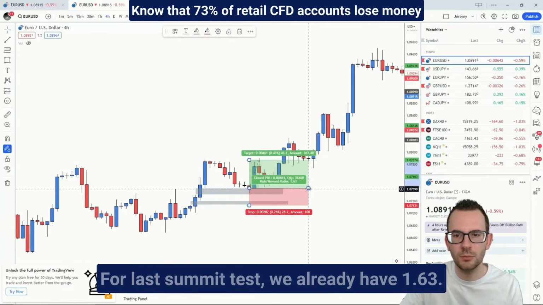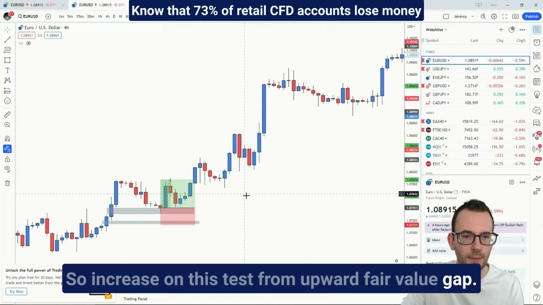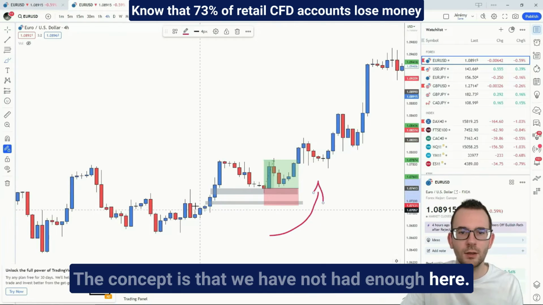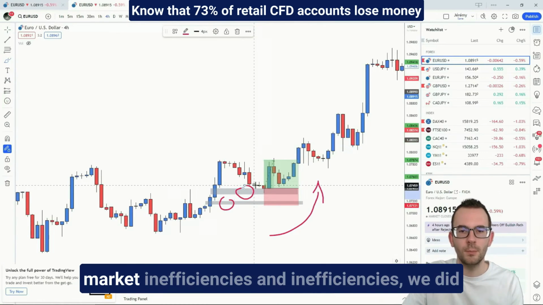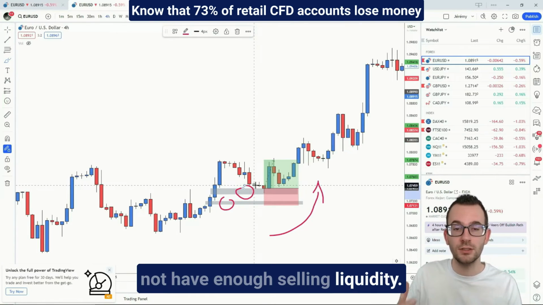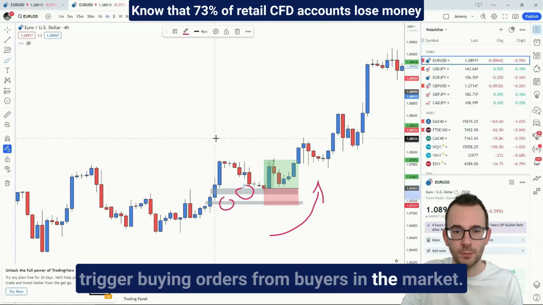For the last test, we already have 1.63, an increase on this test from the upward fair value gap. So there, I remind you of the concept. The concept is that we have not had enough here. So in these spaces, of course, there are market inefficiencies. We did not have enough selling liquidity. As a result, the market pushed higher to trigger buying orders from buyers in the market.